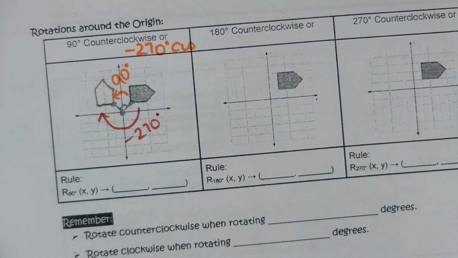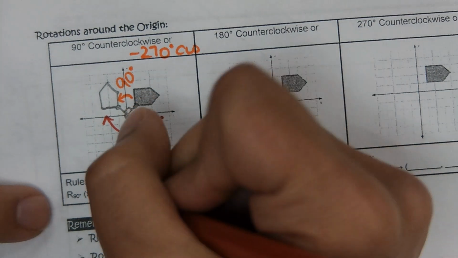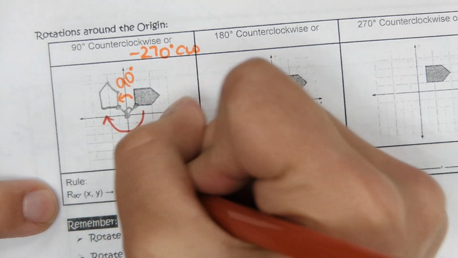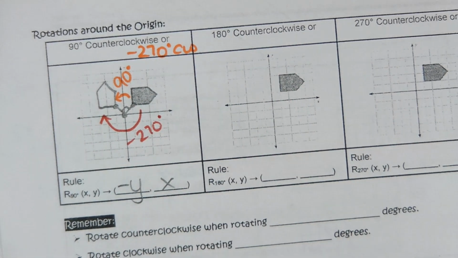We'll get to the coordinates at the bottom of the page. For right now, I just want you to write down the rule. (x, y) becomes (negative y, x), and we'll practice that in a few minutes.